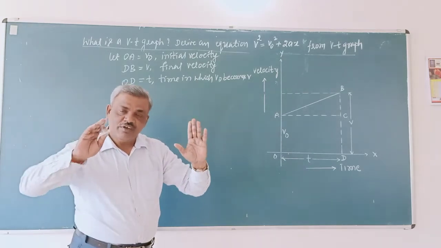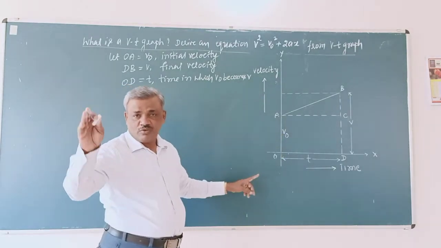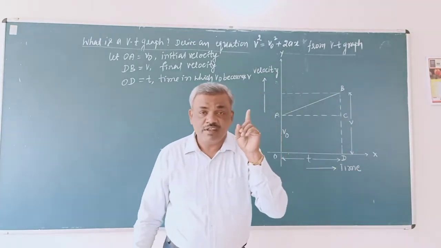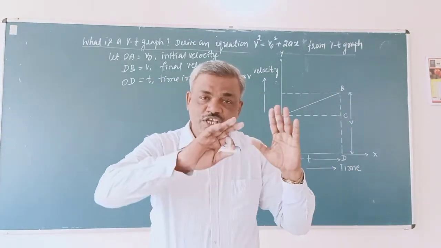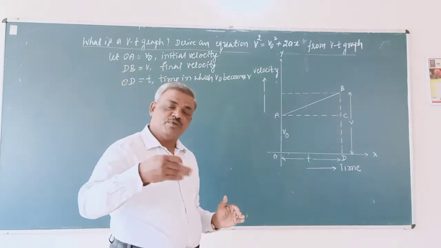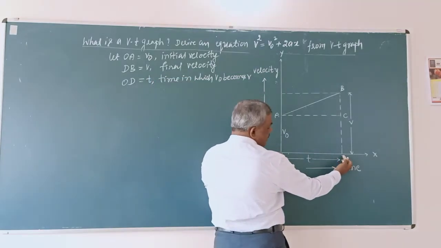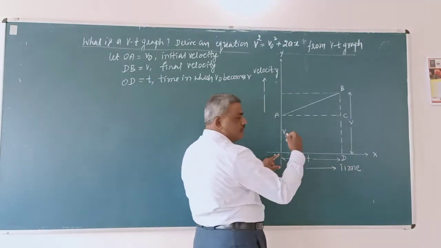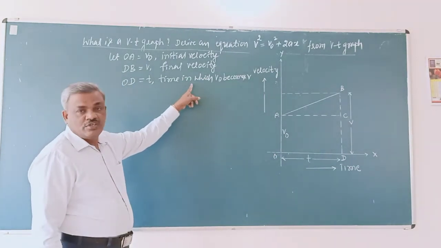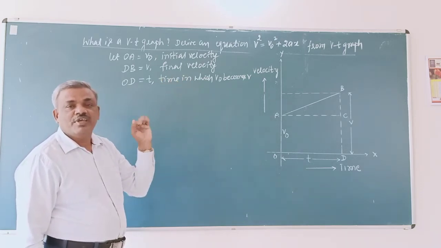So students, we explain these words: OA equal to V naught is the initial velocity. In the graph, DB equal to V, final velocity. The change in velocity takes place in time t seconds. The body changes from initial velocity to final velocity. In the graph, OD equal to time, OD equal to t. So time in which V naught becomes V, initial velocity becomes final velocity.